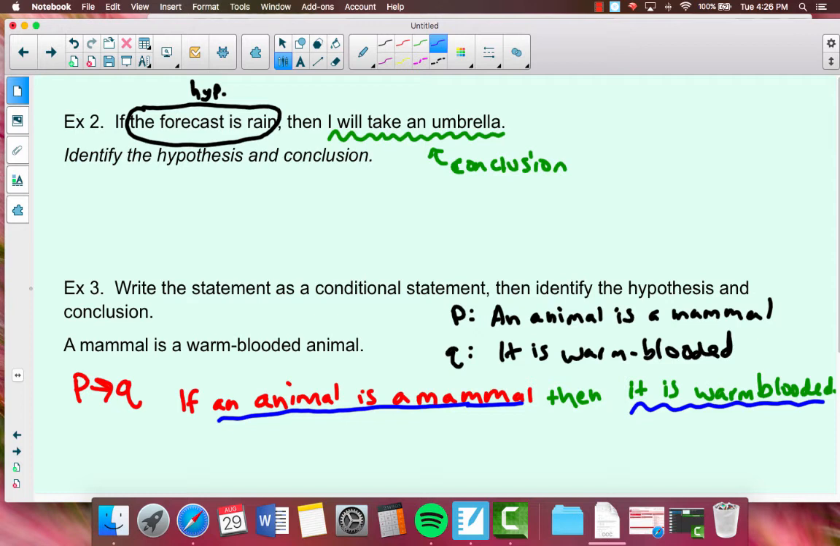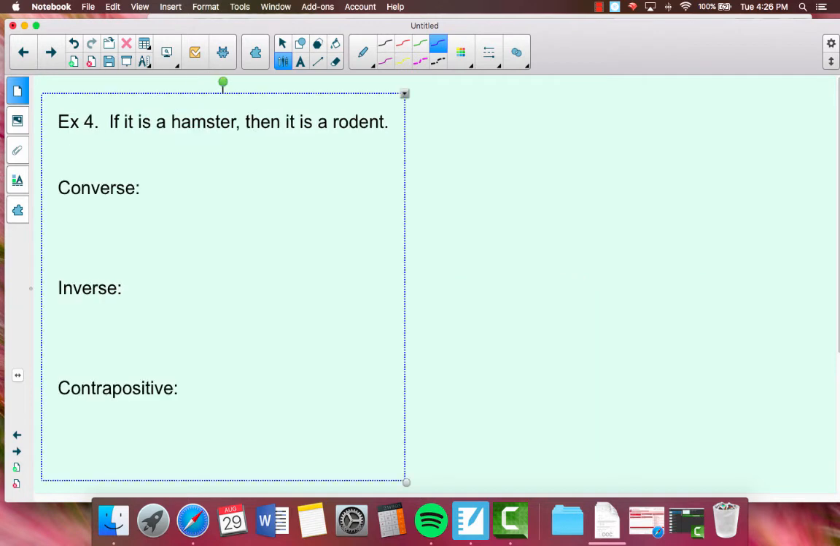Sometimes you have to add a couple words because the goal is that when you write the sentence, it actually flows like a regular sentence. Okay, it has to make sense. So you don't want to just put if and then and it not read really well. Okay, so be careful with that.